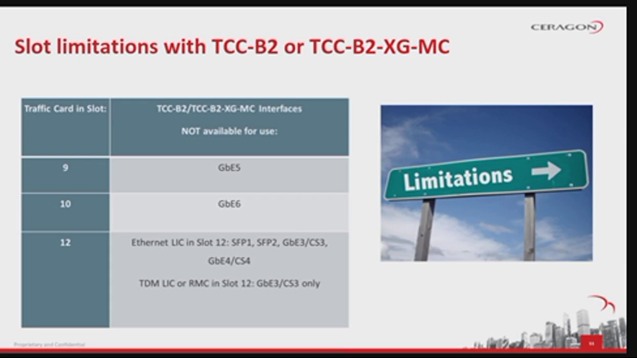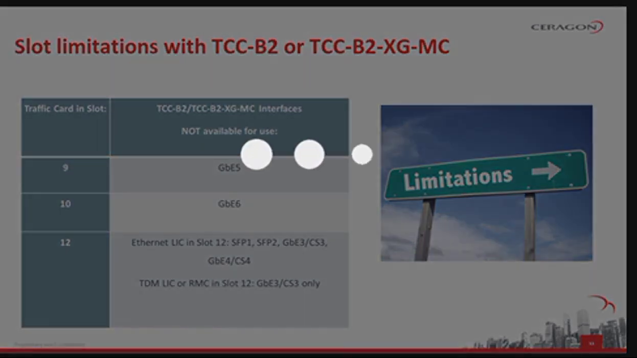If you put an Ethernet traffic card in slot 12, then SFP1, SFP2, Gigabit 3 and Gigabit 4 on the TCC cannot be used. If you put a TDM traffic card or radio modem card in slot 12, then Gigabit Ethernet 3 cannot be used.